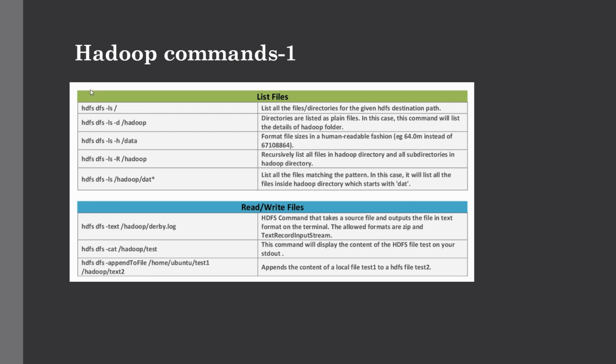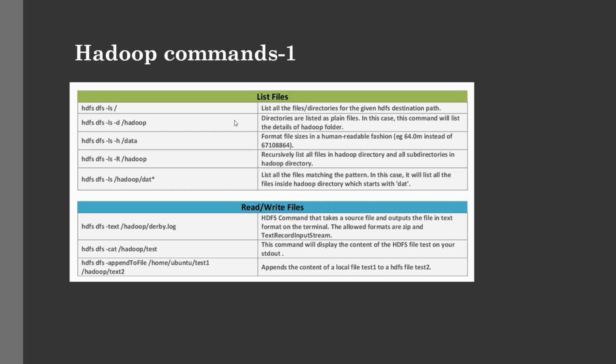So as you already know, ls is a command for listing the files. Here you can use hdfs dfs -ls, and you can also give the directory to list out the files present in that directory. And there are several options for the ls command. If we give -d, it will also list the details of the specified folder, in this case, Hadoop. If we use -h, it will format the file sizes in a human readable fashion.